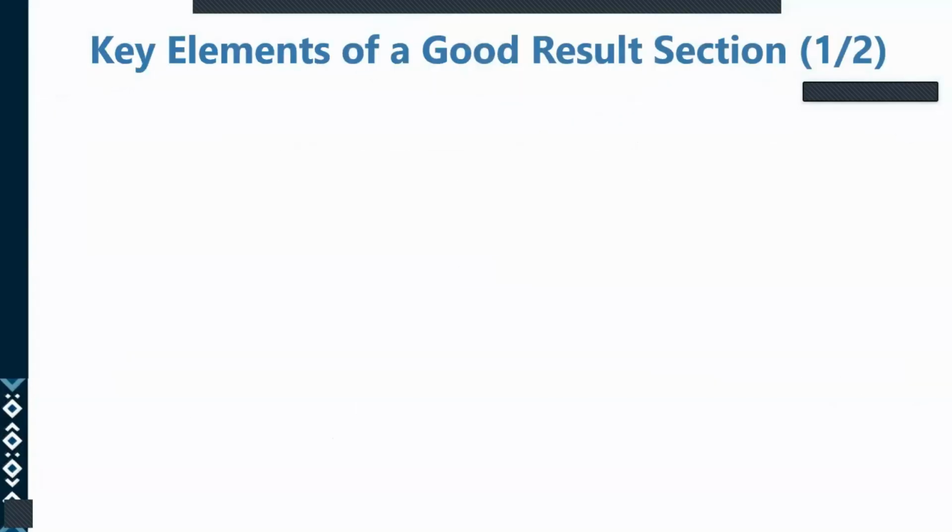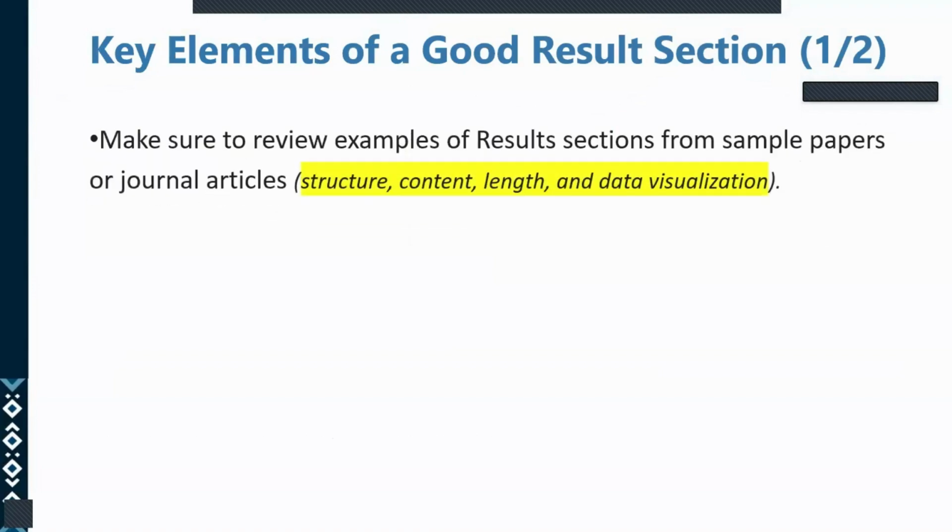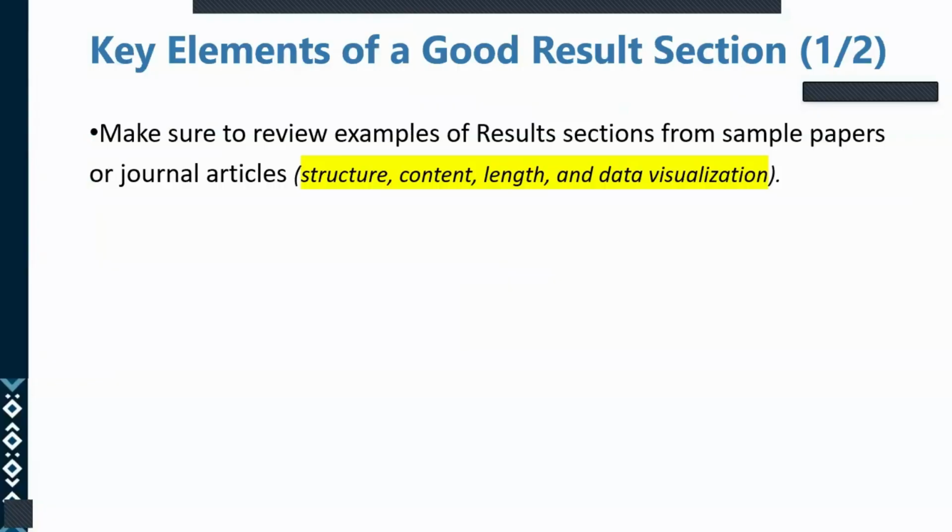What are the key elements of the good results section? First of all, make sure to review examples of results sections from sample papers or journal articles, because you could see that different journals will have different ways of presenting their results. The structure, the content, the length, and the visualization of the data. Maybe graphs should be like this. Tables should be presented with either horizontal or vertical lines or none.